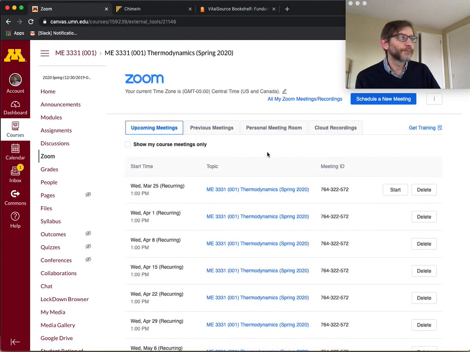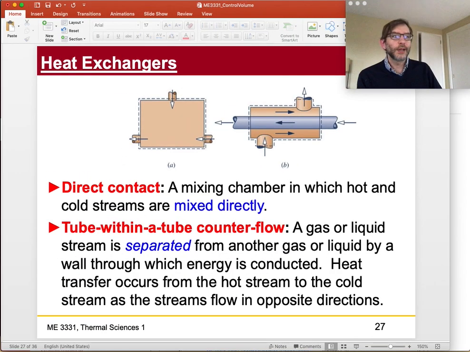All right, so now let's get to the material. I think that's it for my general announcements. So let's go to the material. So go back here to my slides. Okay, so today I'm going to talk about 2 new control volume things. The first is called the heat exchanger, and we're going to talk about heat exchangers first.